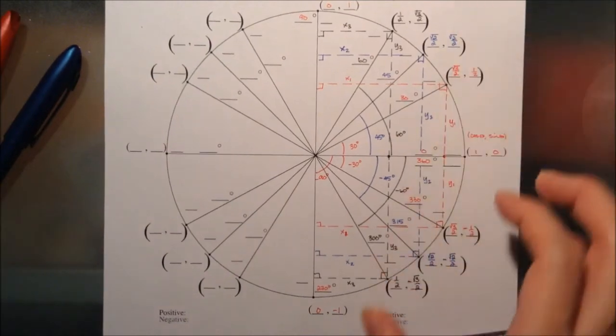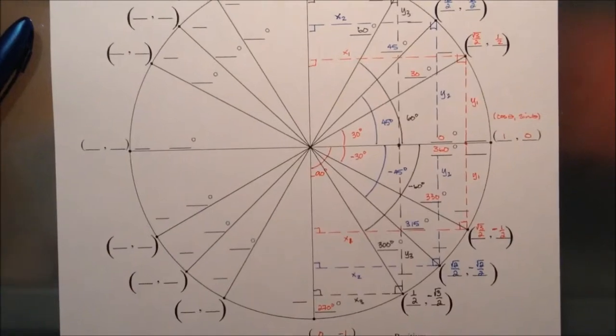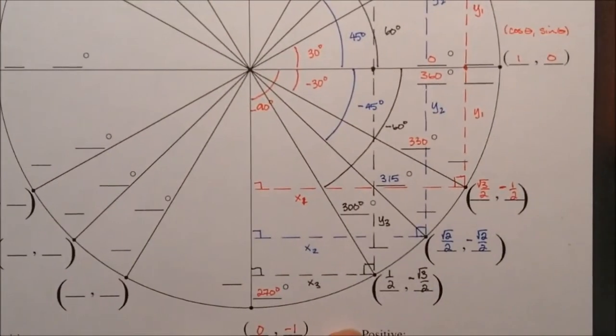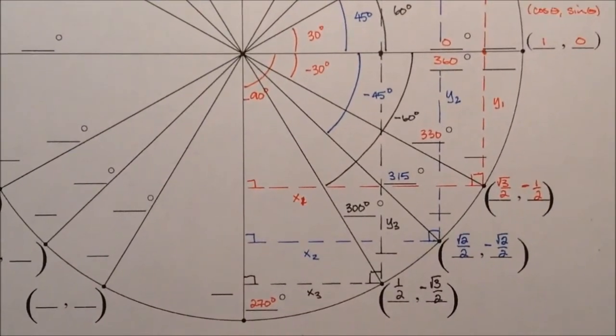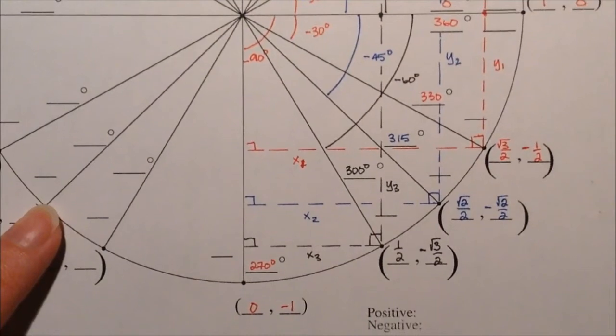So we figured out the points for quadrant 4. So what I'm going to do is zoom in, if you want to copy this down.